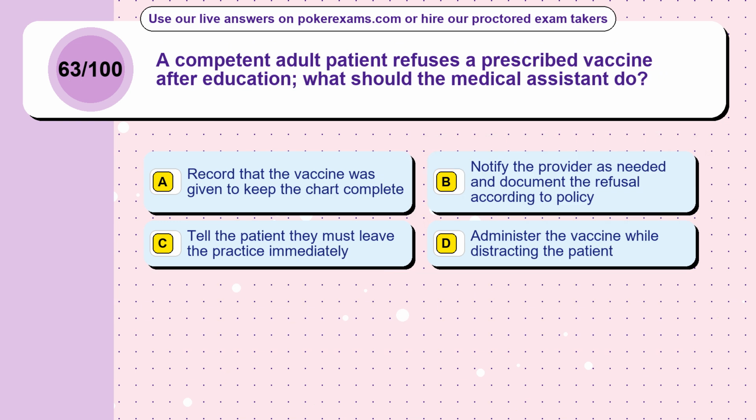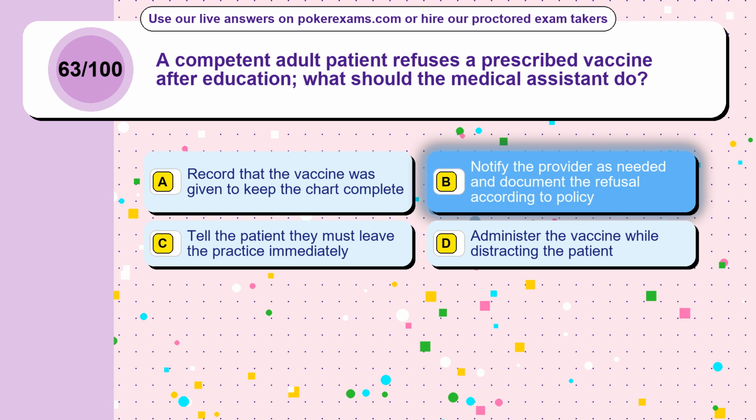Question 63. A competent adult patient refuses a prescribed vaccine after education. What should the medical assistant do? Option A. Record that the vaccine was given to keep the chart complete. Option B. Notify the provider as needed and document the refusal according to policy. Option C. Tell the patient they must leave the practice immediately. Option D. Administer the vaccine while distracting the patient.